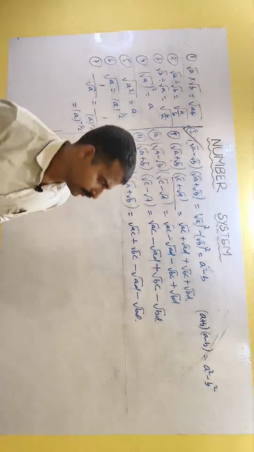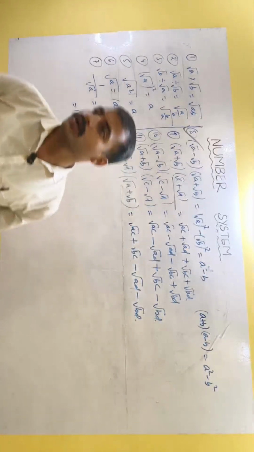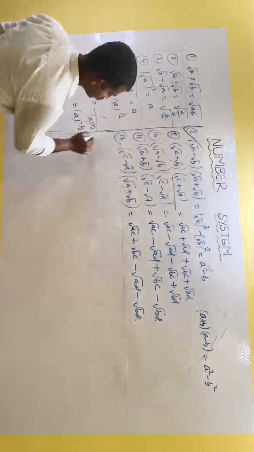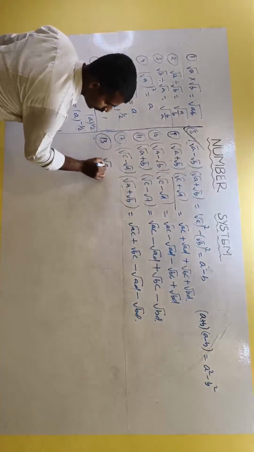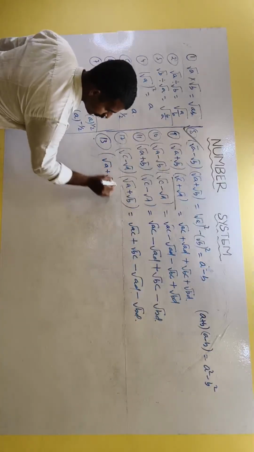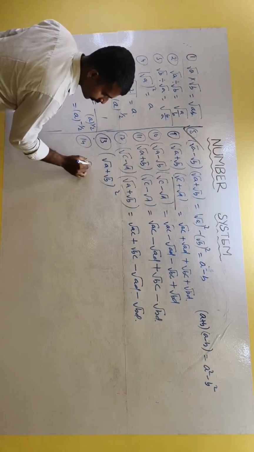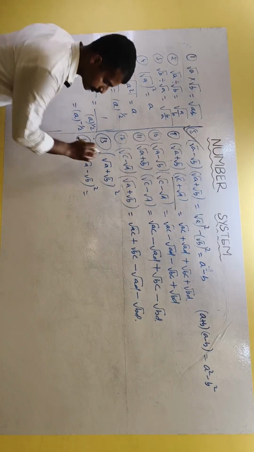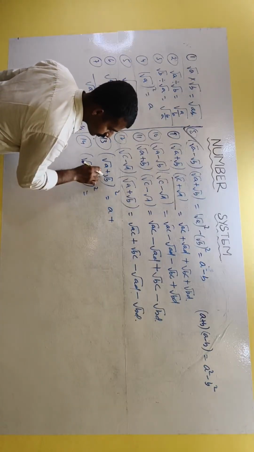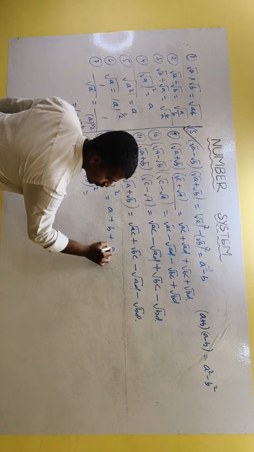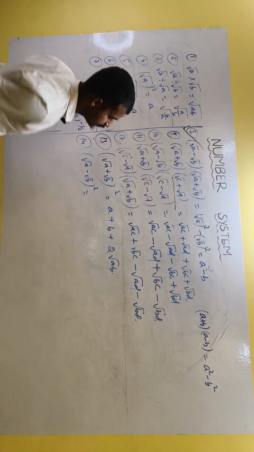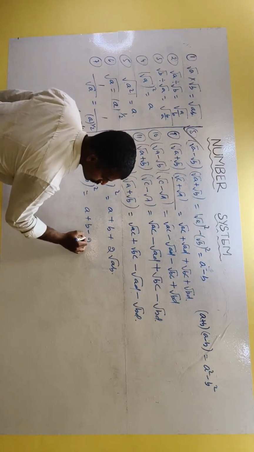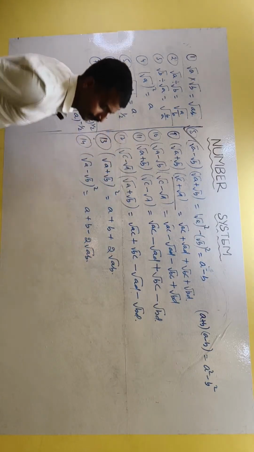Now, root a plus root b the whole square, and root a minus root b the whole square. Root a plus root b the whole square, simply root a square becomes a, root b square becomes b, plus 2 root ab. Similarly, a plus b minus 2 root ab.